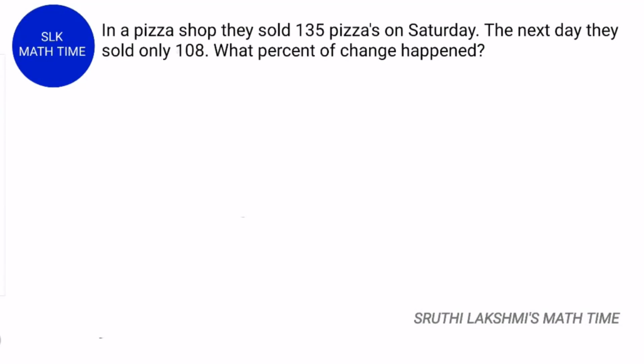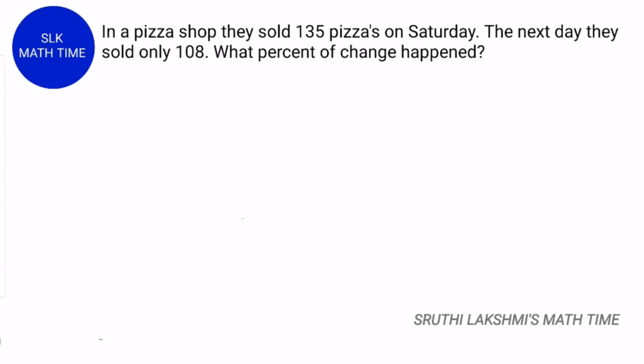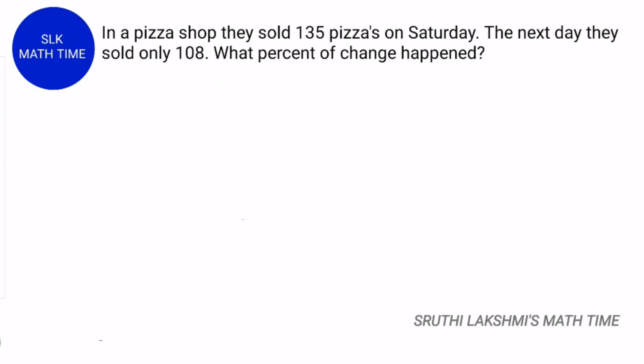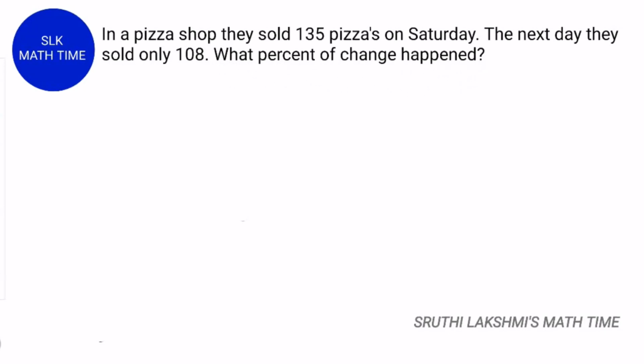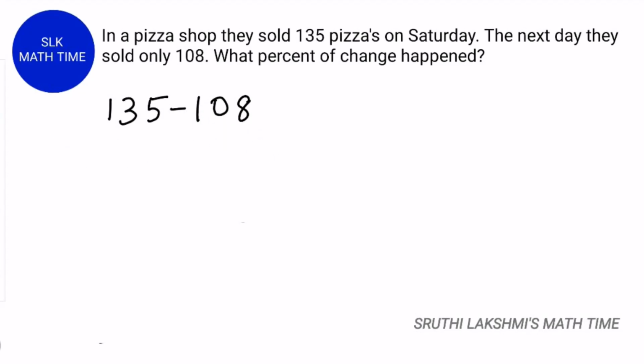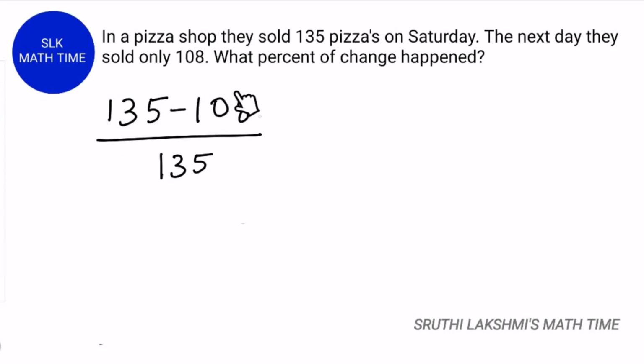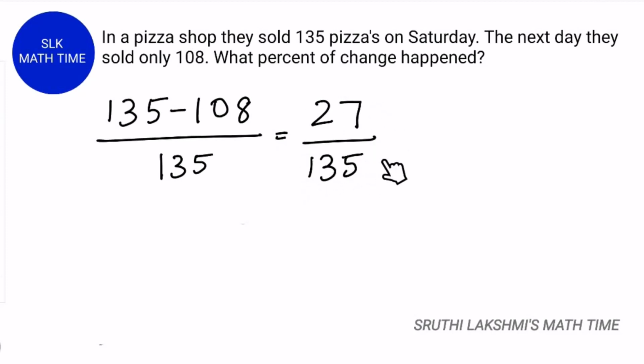In a pizza shop, they sold 135 pizzas on Saturday. The next day, they sold only 108 pizzas. From this, we come to know that Saturday they sold 135 pizzas, while the next day they only sold 108, so it reduced. From this, we come to know that it is percent decrease. And what percent of change happened? So it's percent decrease. We have to subtract from the bigger number. So 135 minus 108 by the original amount, which is the first number mentioned, which is 135. So 135 minus 108 is 27 by 135.